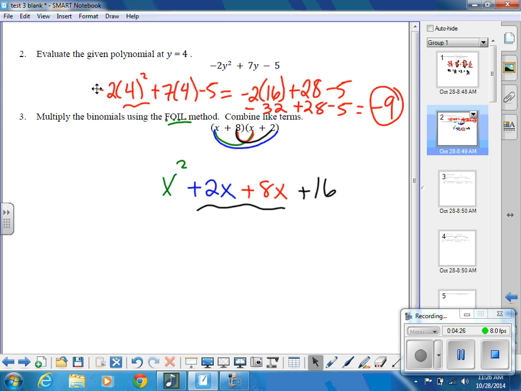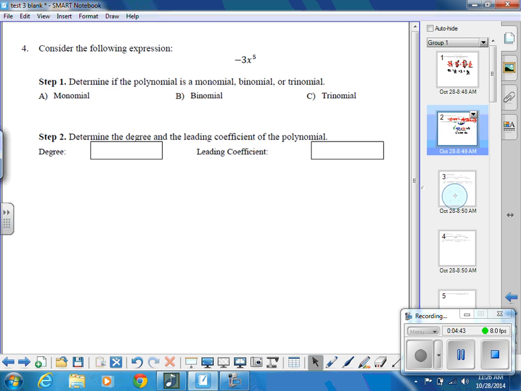We don't have that here. So in all these problems, your middle terms, you need to combine them or else you're not going to get full credit. And so 2x and 8x gives me 10x, and I just copy the 16 and the x squared because I can't add them to anything else. I can't combine them with anything. So that is my answer for foiling this problem out.